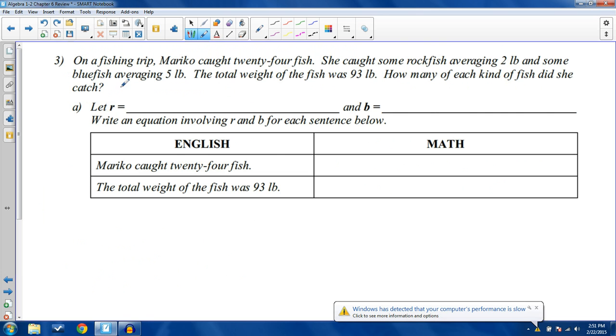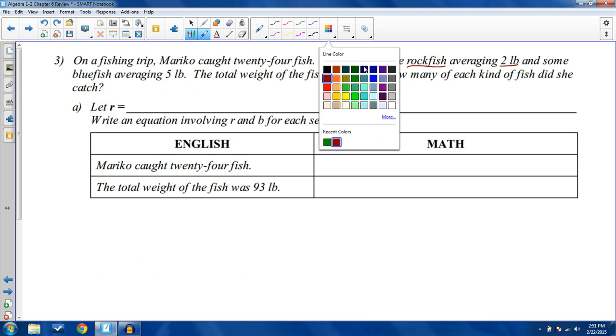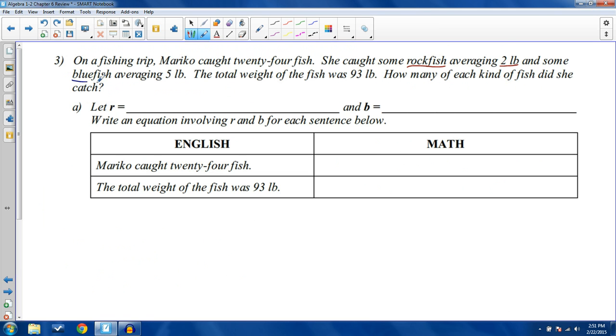Number 3, on a fishing trip, Mariko caught 24 fish. She caught some rockfish, averaging 2 pounds, and some bluefish, averaging, I'll use blue, averaging 5 pounds. The total weight of the fish was 93 pounds. How many of each kind of fish did she catch?